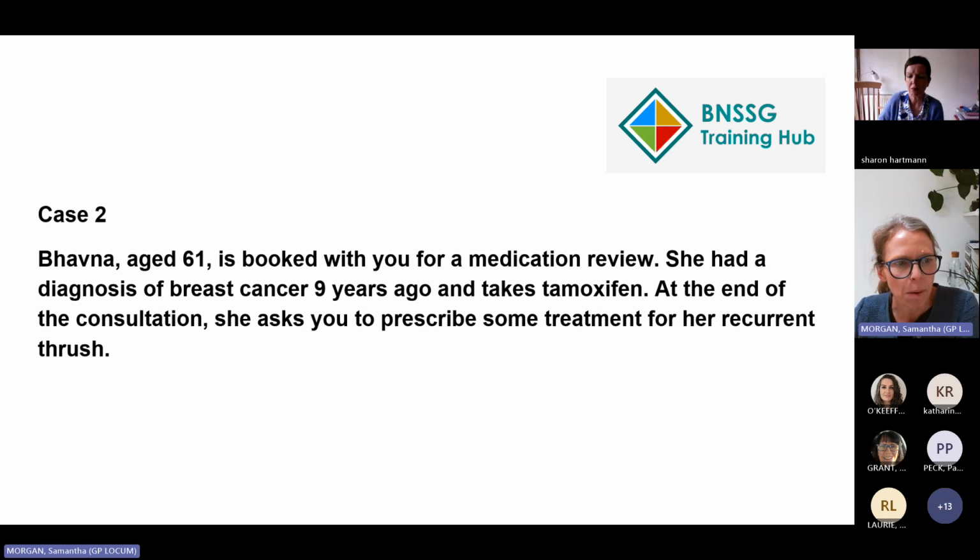So in this case, Bhavna, who's 61, is booked in for a medication review. She had a diagnosis of breast cancer 9 years ago and is on tamoxifen treatment. At the end of the consult, she says, oh, by the way, could you just prescribe me some treatment for my recurrent thrush? So again, we'll have a little think, what might come to mind in your assessment of Bhavna, bearing in mind this is an HRT webinar.